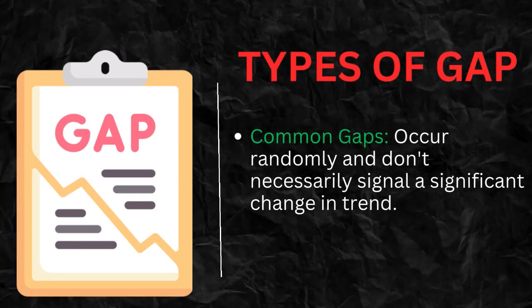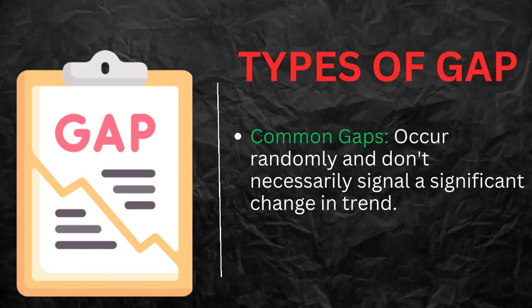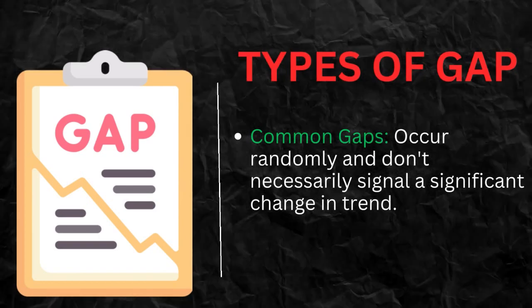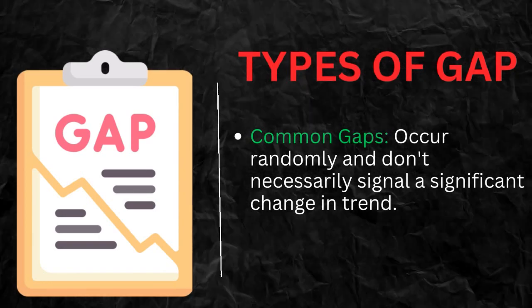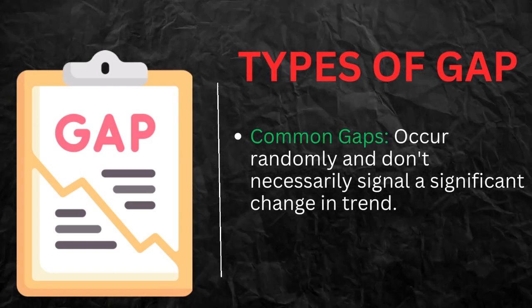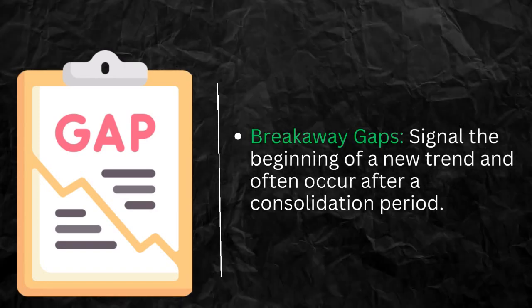The first one could be a common gap. A common gap occurs randomly and does not necessarily signal any significant change in the trend. So if there is no event such as elections, earnings, or inflation data, no special event in the market, but you might still see some gap in the market, then that could be a common gap.